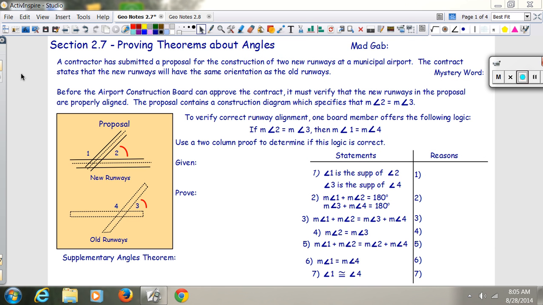All right, 2.7, proving theorems about angles. We've been talking about proofs over the last few.